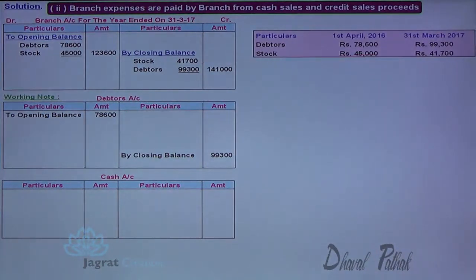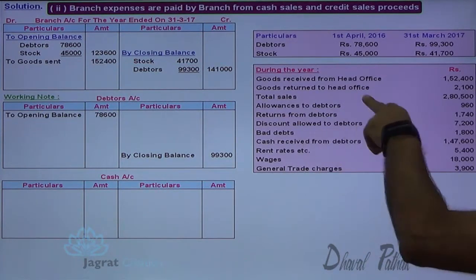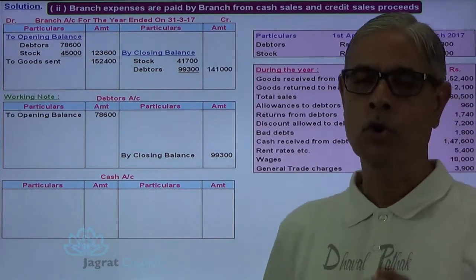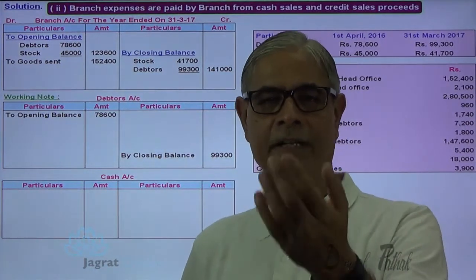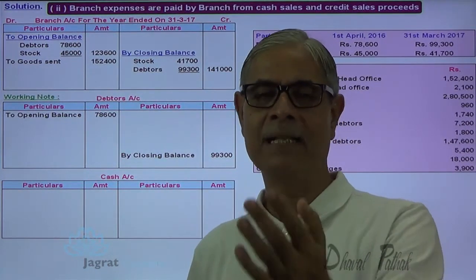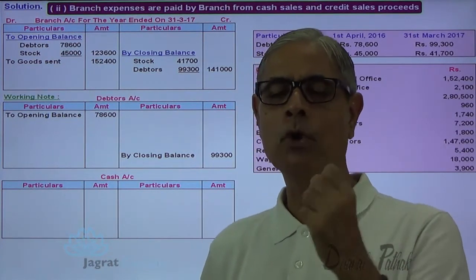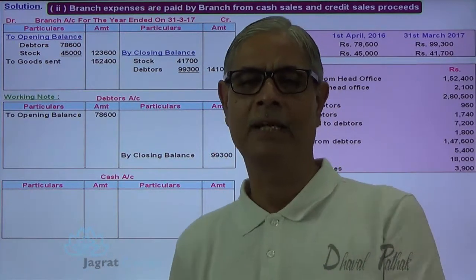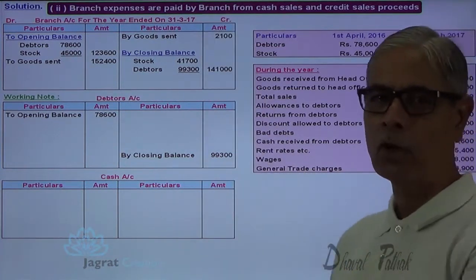Now let me take care of transactions during the year. Goods received from HO means goods sent to branch: branch account debit to goods sent to branch account credit. Goods returned to head office. So when the goods were sent, what is the entry? Branch account debit to goods sent to branch account. When the return of goods occurs, means branch sent goods to HO, which are not saleable, in that situation, I am going to write a reverse entry, goods sent to branch account debit to branch account credit, because branch is the giver. Total sales cannot be recorded here anywhere.